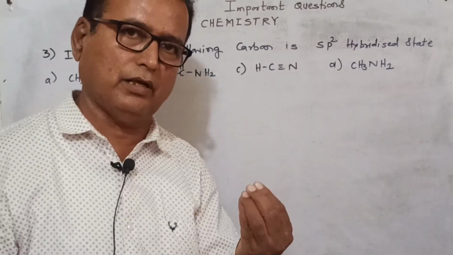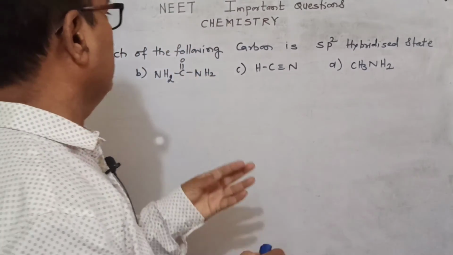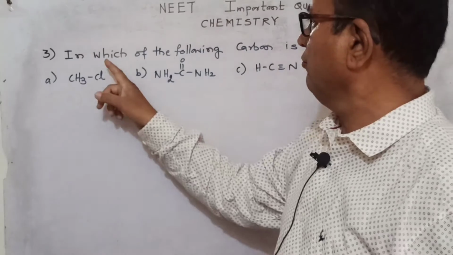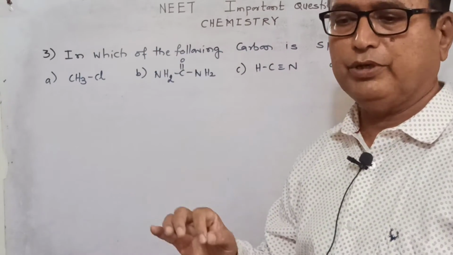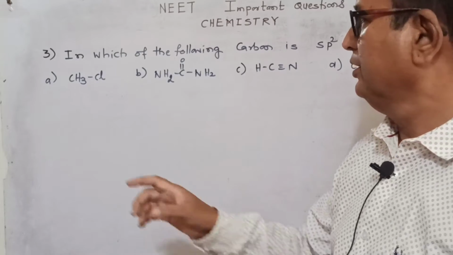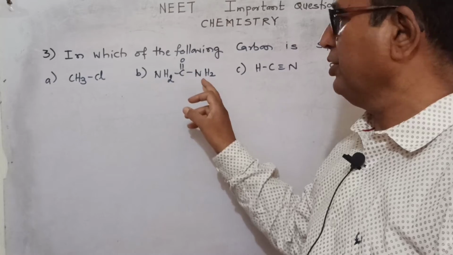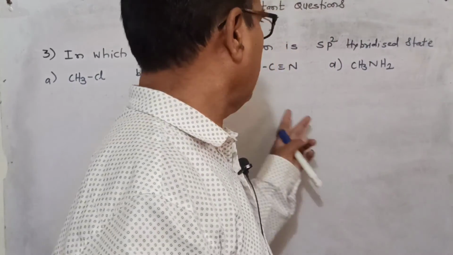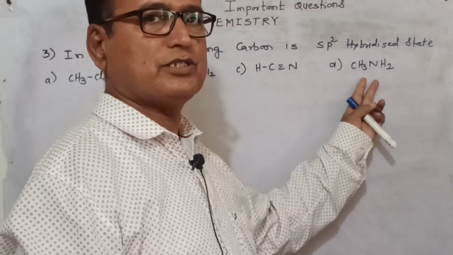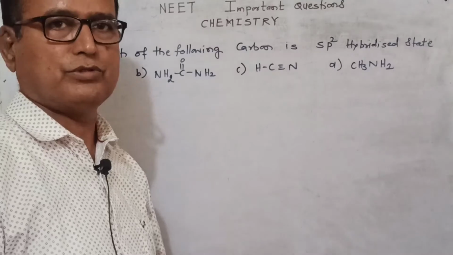Yes, it is another question related with the organic compound. In which of the following carbon is sp2 hybridized state? CH3Cl, methyl chloride, NH2CONH2, urea, then HC triple bond N, hydrogen cyanide, and CH3NH2, methanamine. These are the compounds.